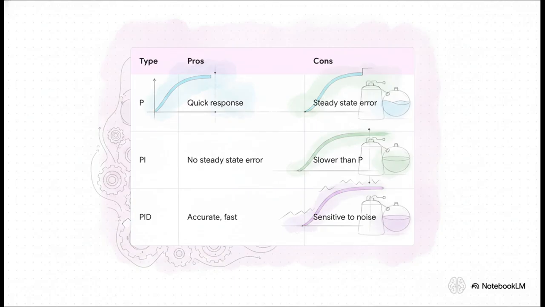And finally, the PID controller combines the best of all worlds. It's smooth, fast, accurate, and has no overshoot, but it strictly demands clean signals because of its sensitivity to noise. For you engineers out there, this matrix right here is your core decision-making foundation.